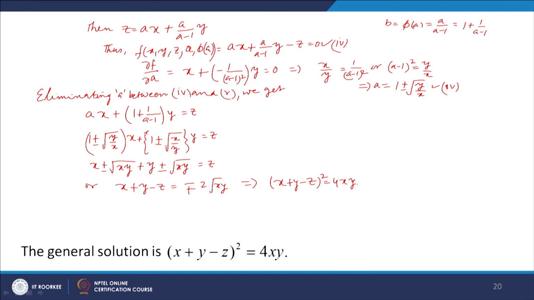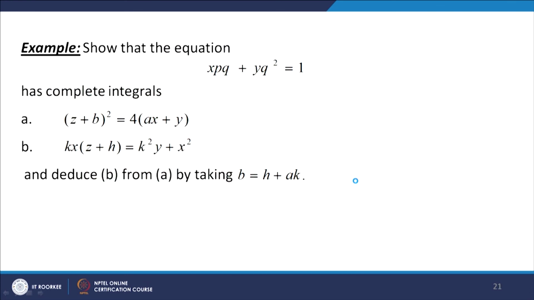Now, let us consider one more problem of first order nonlinear PDE: x p q plus y q square equal to 1. By Charpit method, you can show that there are two complete integrals. One is z plus b whole square equal to 4 times a x plus y. The other one is k x into z plus h equal to k square y plus x square. What we have to do here, we want to show that the complete integral b can be obtained from the complete integral a by taking b equal to h plus a k.